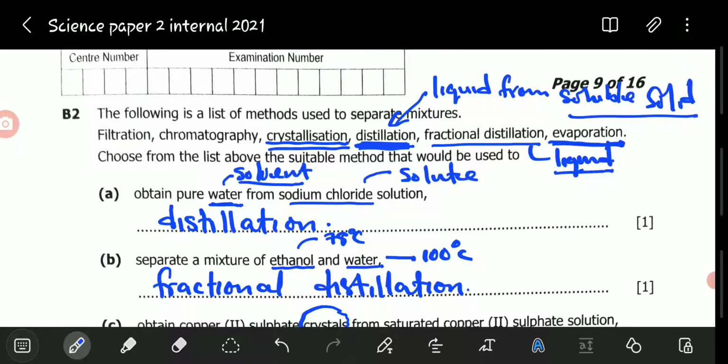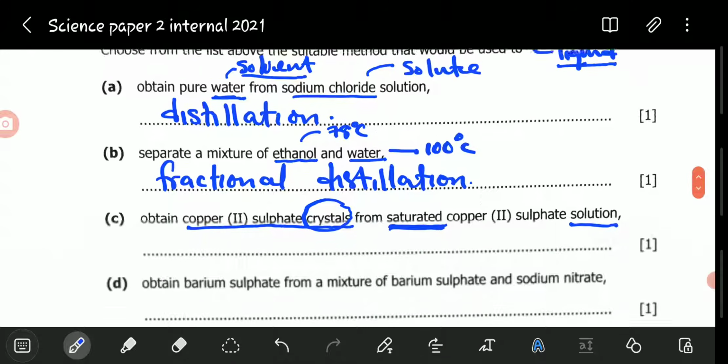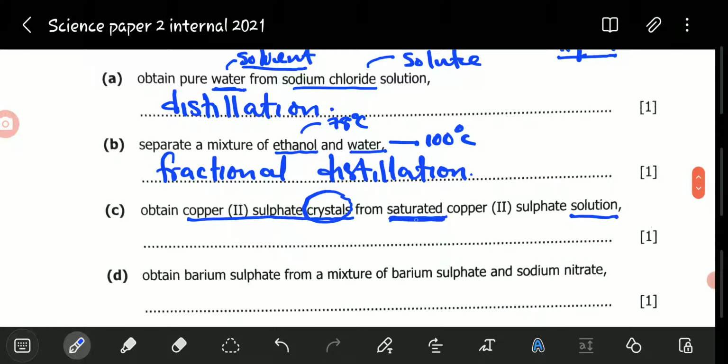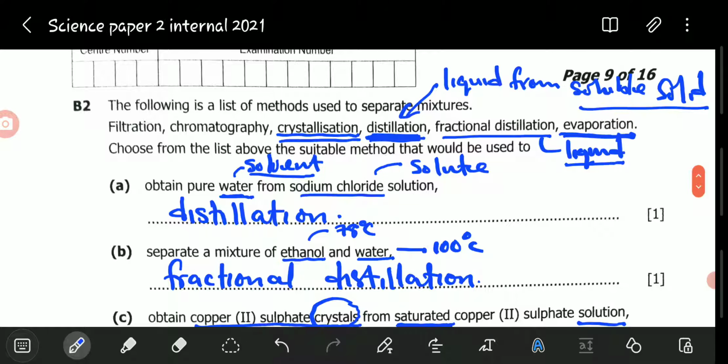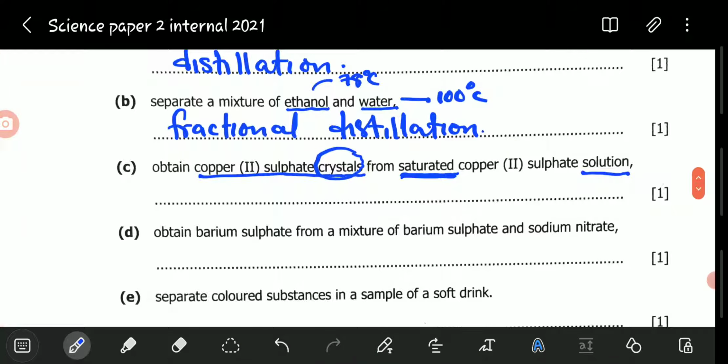Okay, what we'll get are crystals, and in crystallization there is evaporation up to the time when the mixture is saturated and crystals start to form. So here we've already been told that the mixture is saturated and we want crystals. So the method of choice will be crystallization. All right. We move on to D.